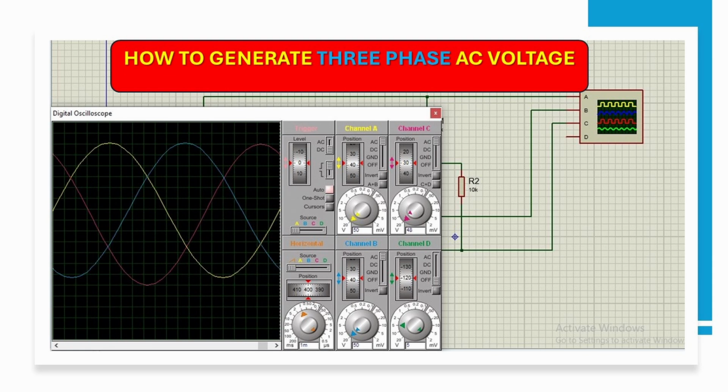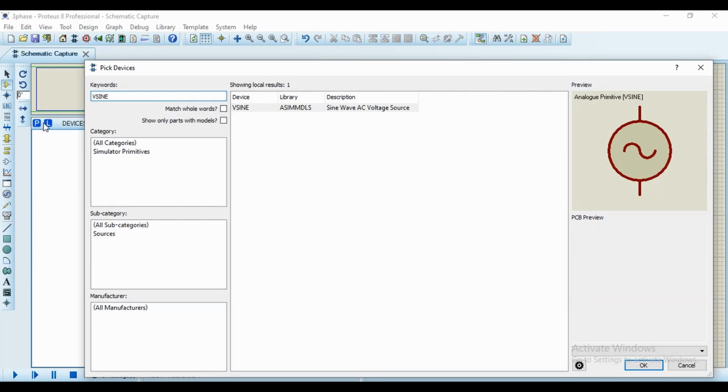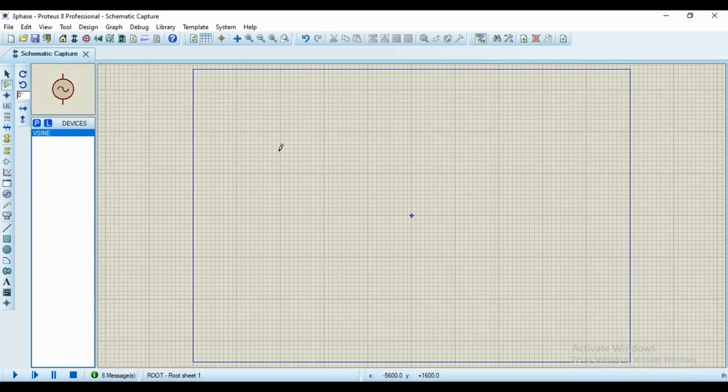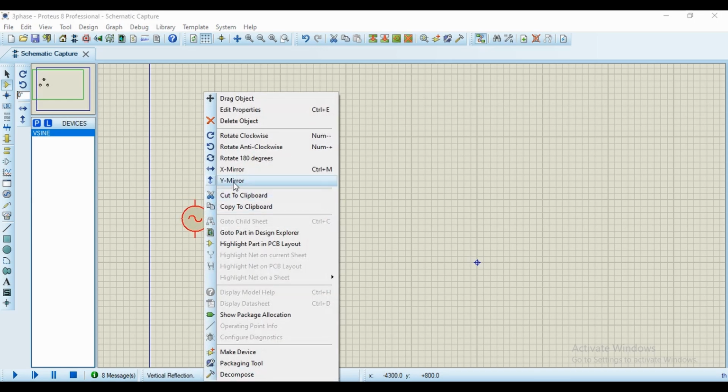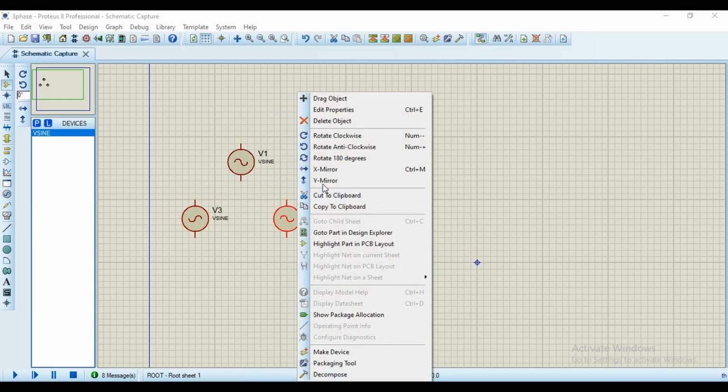Hello guys. Many people face this problem: how to use a three-phase AC supply in Proteus. So today we have brought a video for you, in which we will explain how to generate a three-phase AC voltage. Today we are going to make a Y-connected AC source, which will be connected with a Y-connected load.